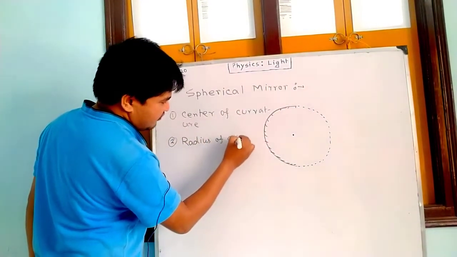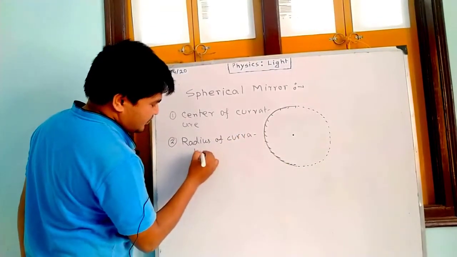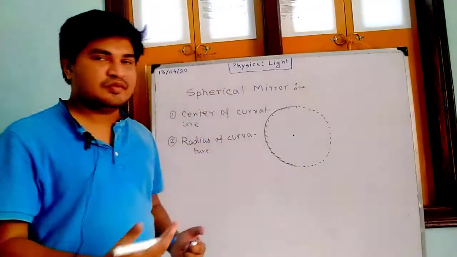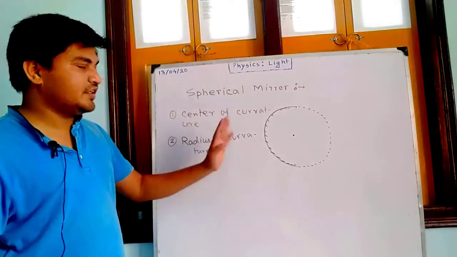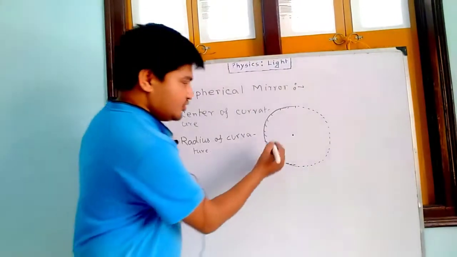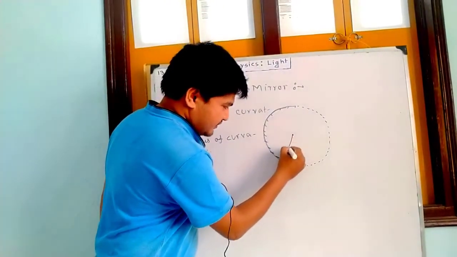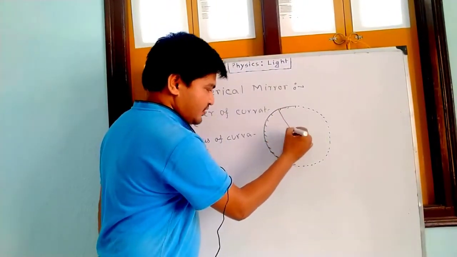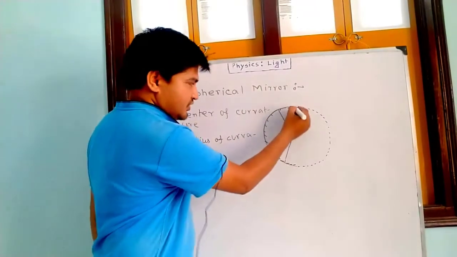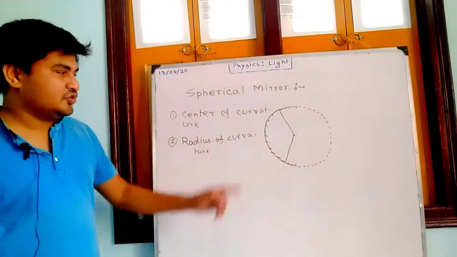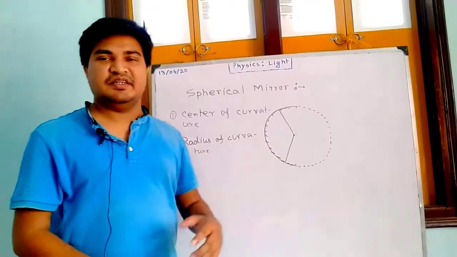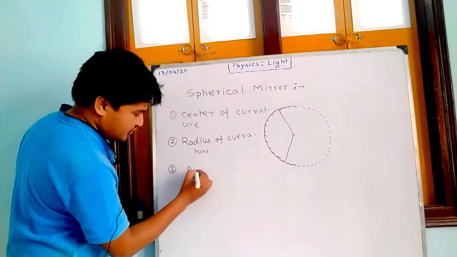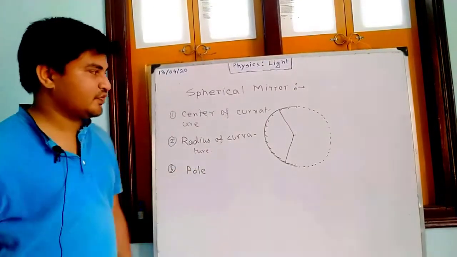Second, radius of curvature. In the same way, the radius of the sphere by which the mirror is made up of is called the radius of curvature. So I can say this is radius of curvature. This is also radius of curvature. So the radius of the sphere from which it is made up of is called radius of curvature. Third term is pole. What is pole?